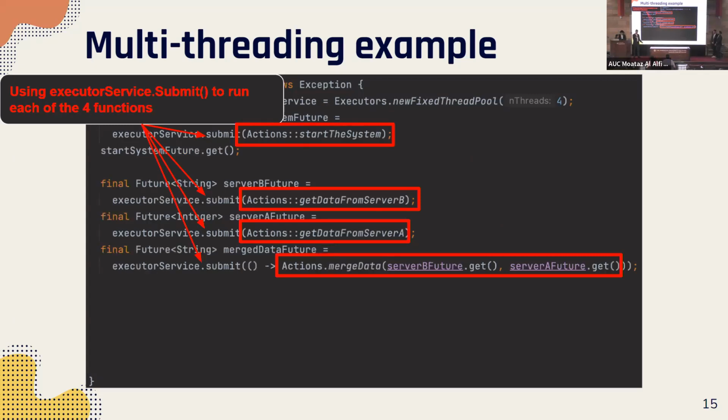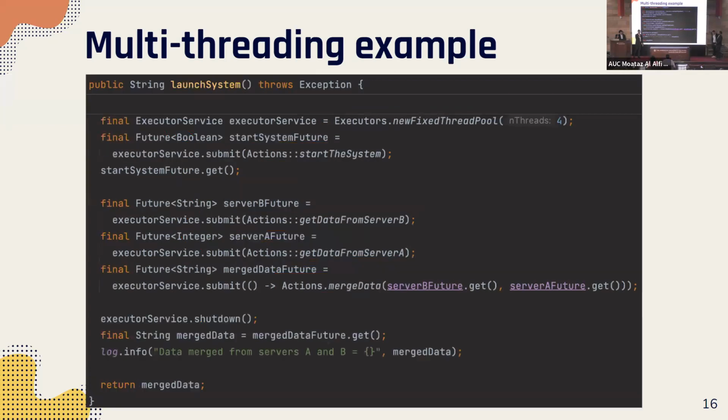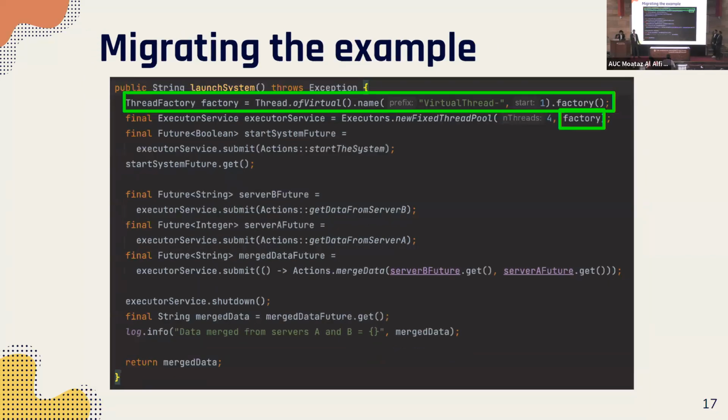First, we start the system, and then we block on it until it finishes. Then we get data from both server B and server A, block on both until they are finished, and then combine both and return the result. In order to migrate this simple example, we'll just create a thread factory that's virtual by adding the ofVirtual keyword. And this virtual thread factory will be passed as a parameter to the executor service. That's just a simple example of how migration might be simple in some cases.